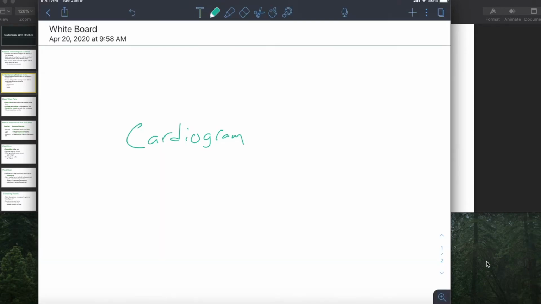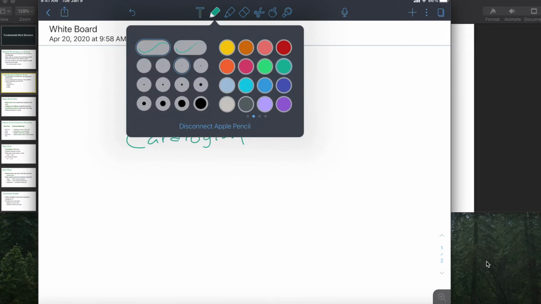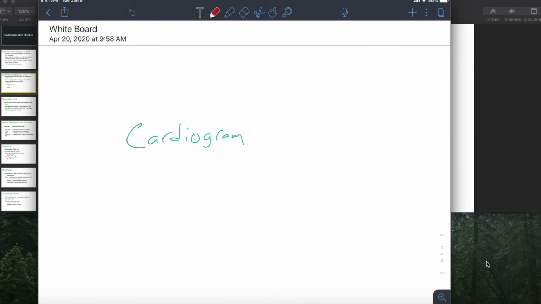Sorry, some technical difficulties. But if you look at this word, cardiogram, you can see that there are different parts of this word. You probably recognize the word part cardio, okay? Cardio means dealing with the heart. And it actually has this O on here.